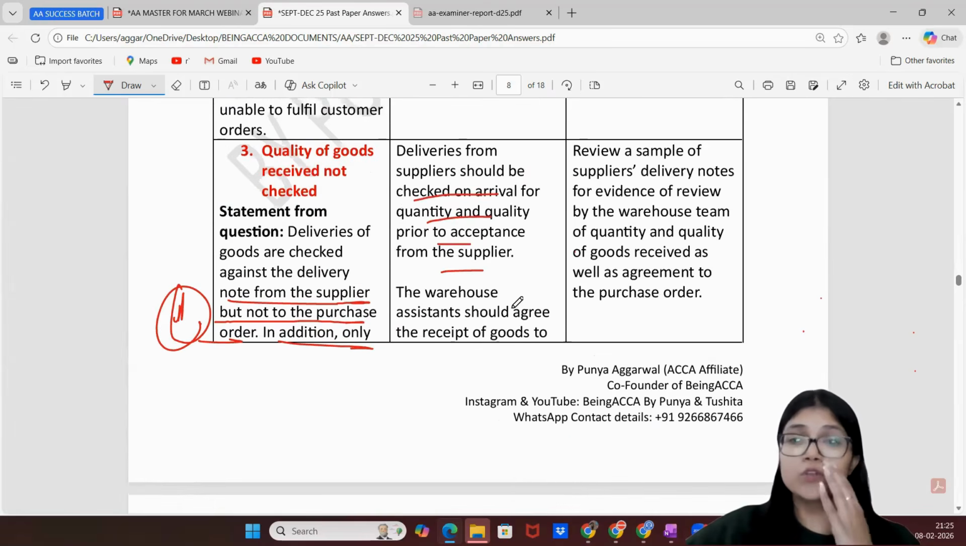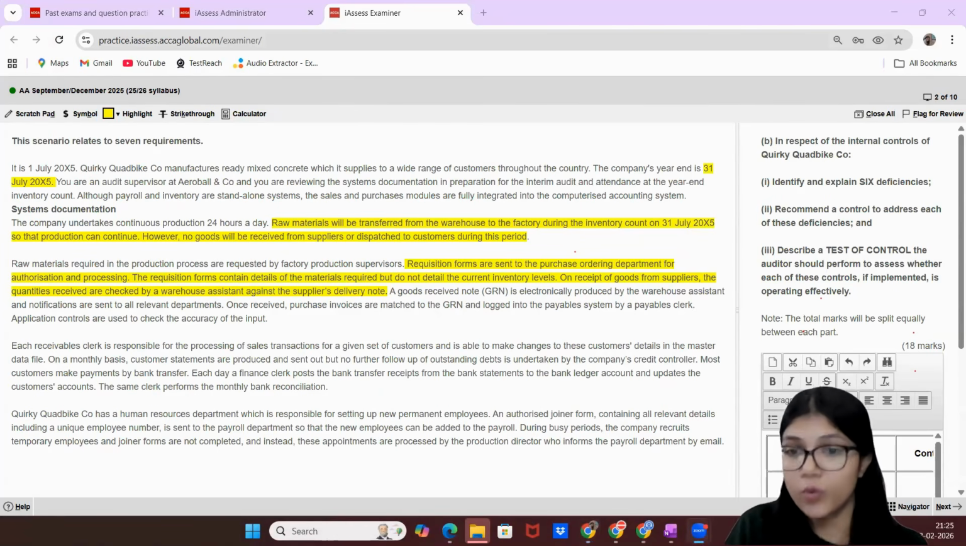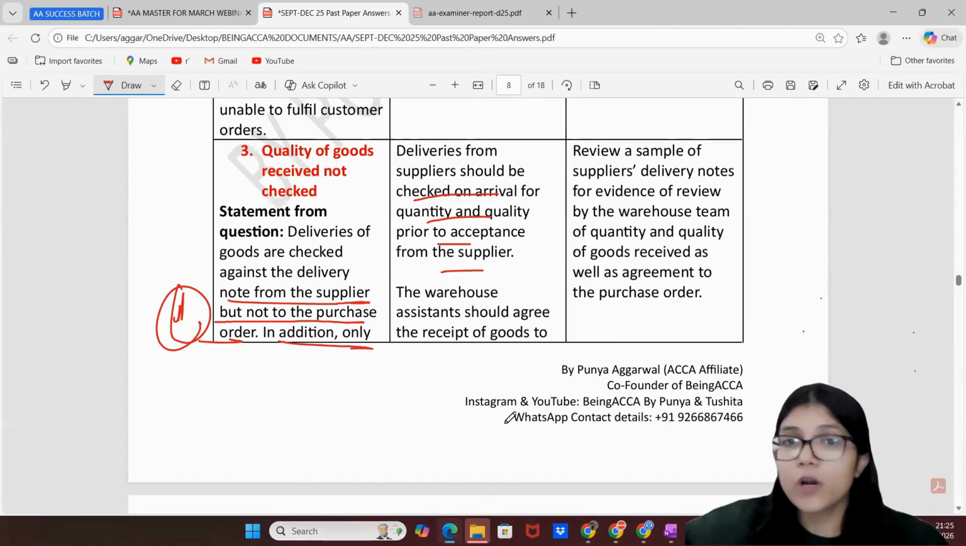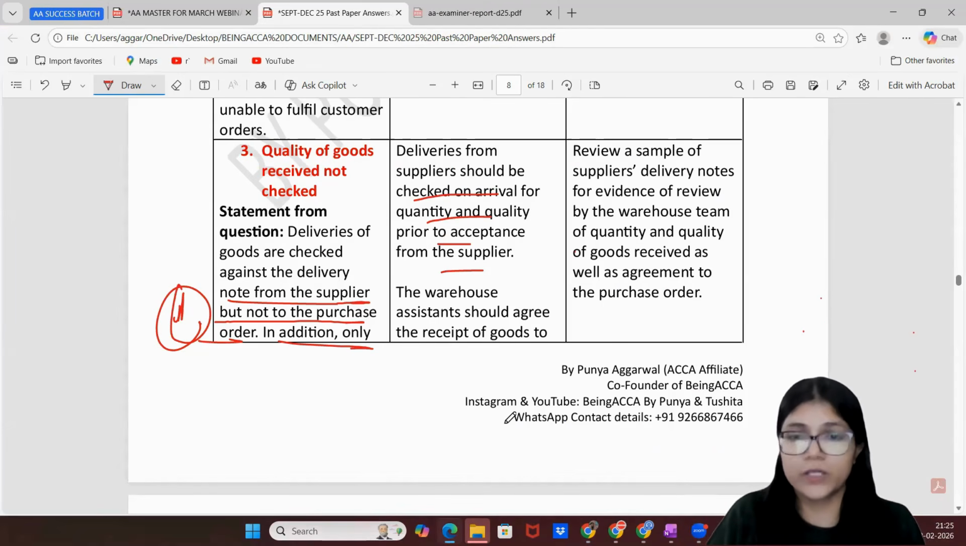Whenever we are writing our answers for deficiencies, usually I suggest that whatever the company is not doing, you can write the recommendation in vice versa format for them, right? That this is not happening, this is how it should be done. But you cannot just write that this is not happening, this should happen. No, you have to add your own value to it. Like if for example I am saying that it should be compared against the purchase order, the reason why also should be written, right?